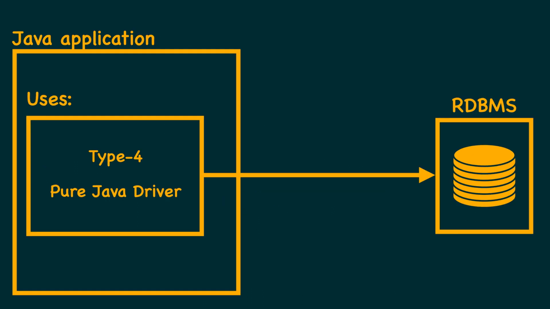Type 4 is the most efficient and the most commonly used one. This is also known as pure Java driver. This driver, usually provided by the database vendor, directly communicates with the RDBMS using Java sockets. By far, this is the best performing driver compared to all other types of drivers.